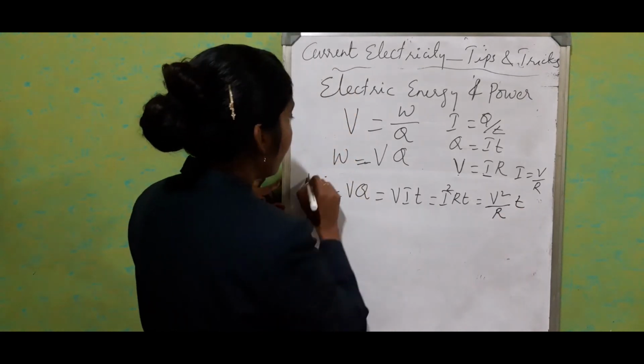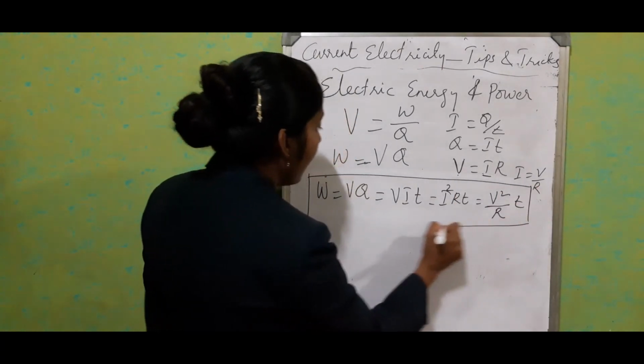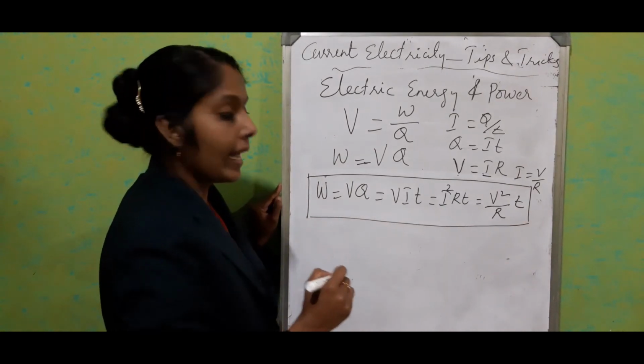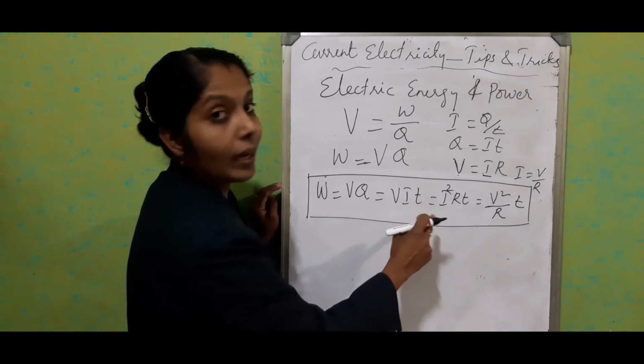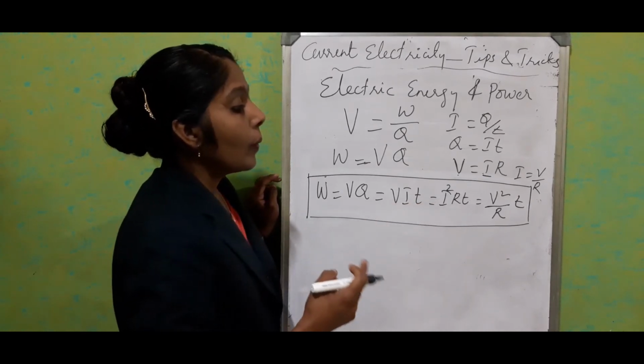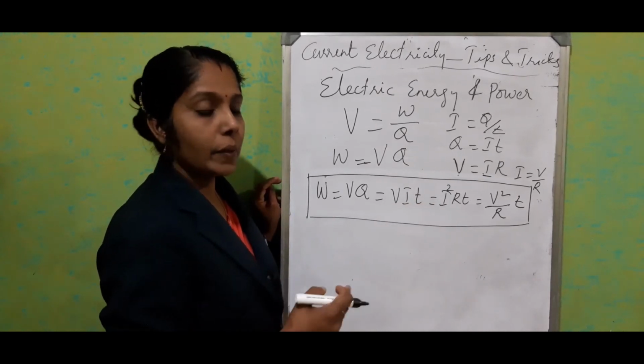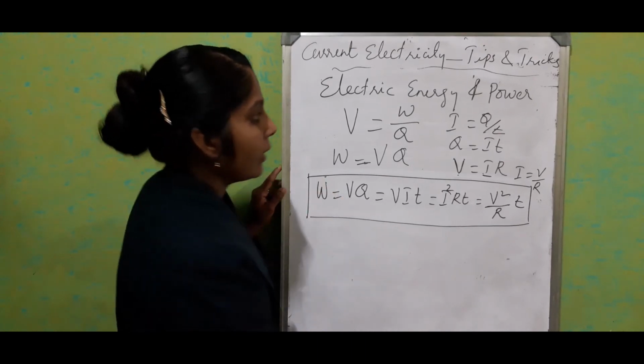So these are the equations you have to study in the case of electric energy. W is equal to VQ, that is equal to VIT, that is equal to I square RT, that is equal to V square T by R. Then we studied another concept called power.